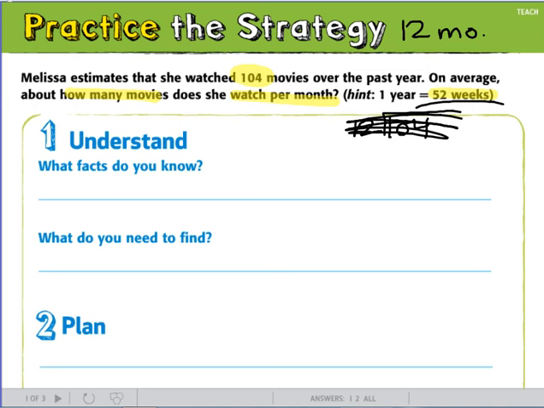So what facts do we know? We know that she watched 104 movies. And we know that she did this in 1 year, which is what? 52 weeks. 52 weeks. So, now what do we need to find? We need to find out per month.